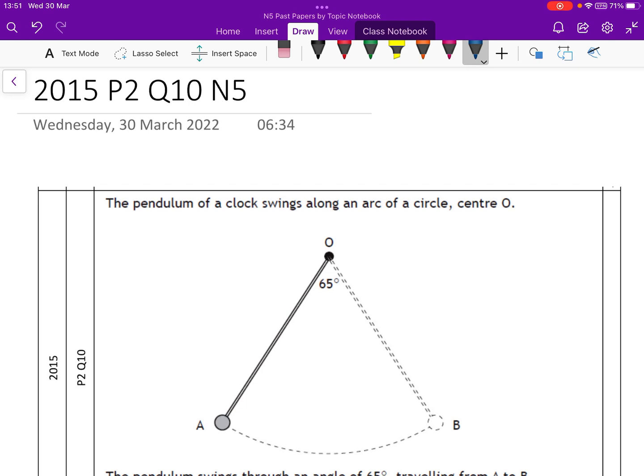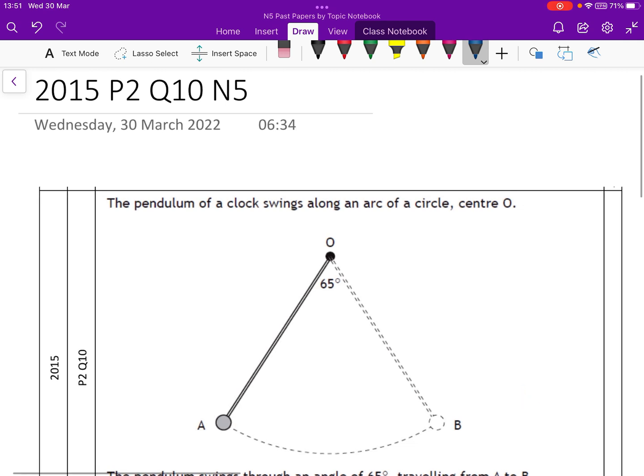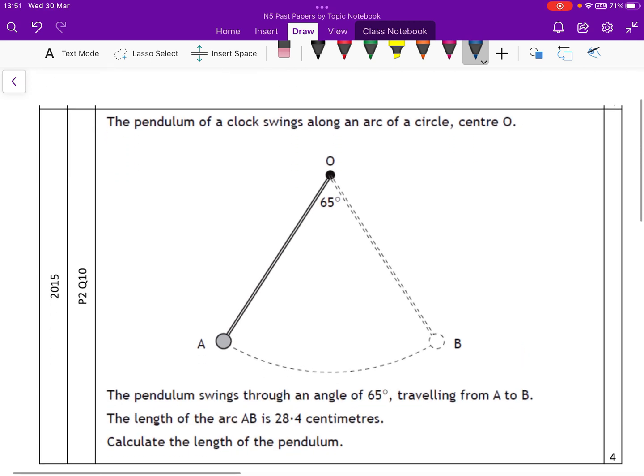This is a solution to the National 5 2015 Paper 2 question 10. The pendulum of a clock swings along an arc of a circle with centre O. The pendulum swings through an angle of 65 degrees, which we can see is indicated at the top of your diagram. And we're told that the length of the arc AB, so this length along the bottom, is 28.4 centimetres. What we're asked to calculate is the length of the pendulum.